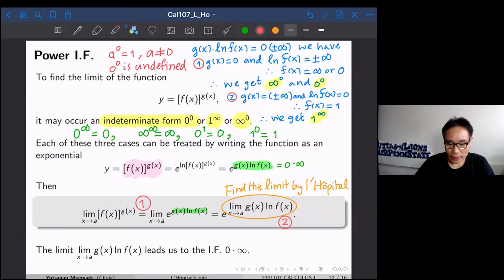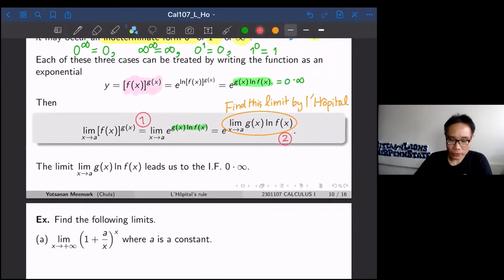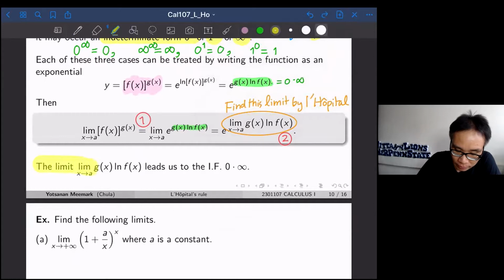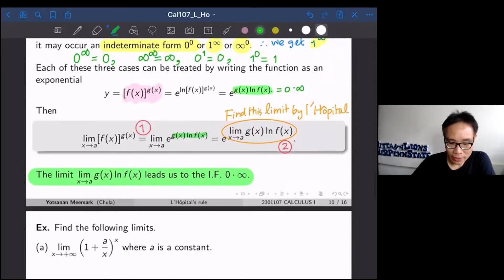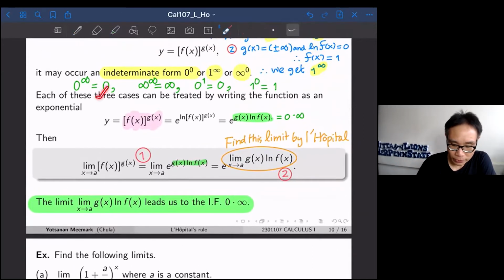So I'm going to have to emphasize on this one that the limit of g(x) log f(x) here turned out to be 0 times infinity. If you do not have this guy, you're not using L'Hopital. Okay, so it's going to be just this form, this form, this form, or this form. So you'll be able to get the value quite easily.